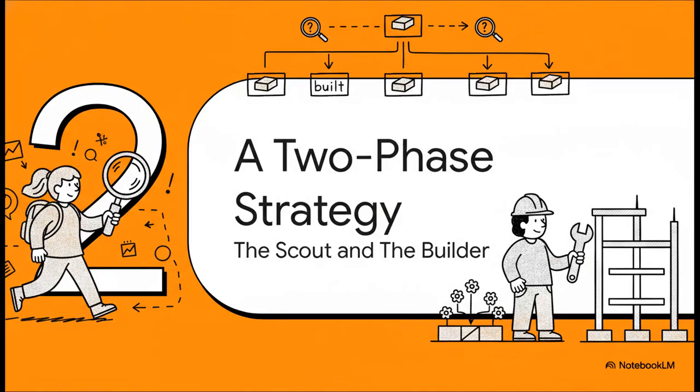Now you might be thinking, why don't I just try every possible way to split the string? And you could, but that would be way too slow. It would definitely time out. So we're going to use a much smarter approach. It's a two-phase strategy that I like to call the scout and the builder.